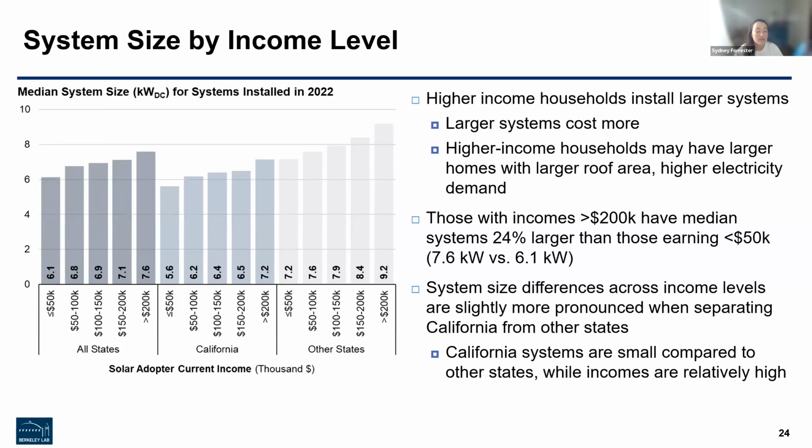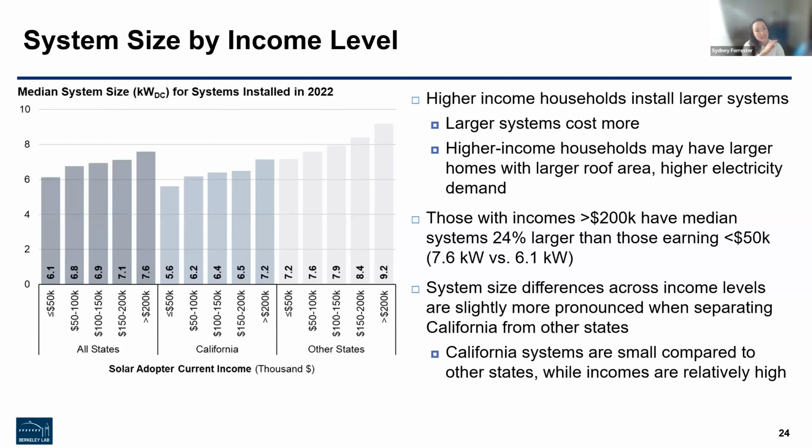So what you can see here are three groupings where there is a stair step upwards from left to right. What that indicates essentially is that as incomes grow, so do the system sizes. This might be intuitive just because larger systems cost more, but in addition, higher income households could have larger households with larger rooftop square footage. It also could be that they're offsetting a larger electricity demand. But what ends up happening is that those with incomes above 200,000 have median systems roughly 24% larger than those earning less than 50,000. So that is the gray bars on the far left.